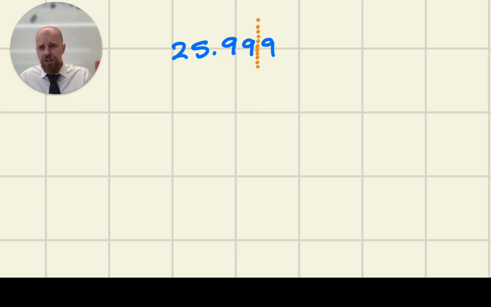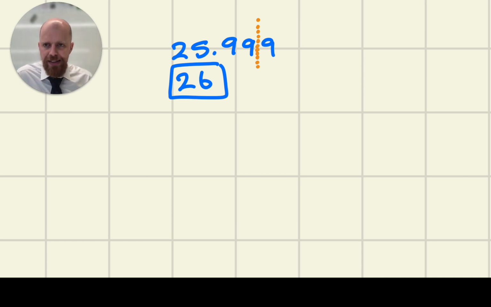So each of the 9s are going to round up. It's kind of like a domino effect, because when one rounds up, the next rounds up, and the next rounds up. So actually, to the nearest hundredth, it is 26. And that's the same as the nearest integer, the nearest 10, the nearest hundredth as well. All of them give you 26. So that's how you round to decimal places.